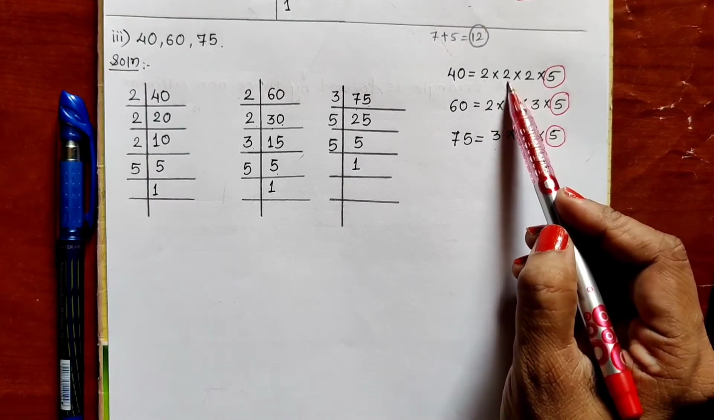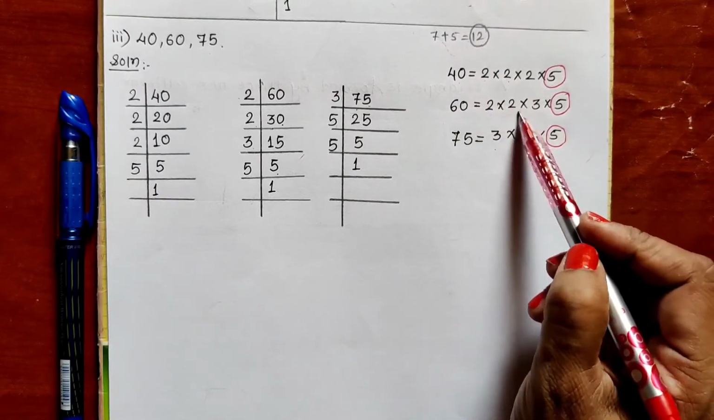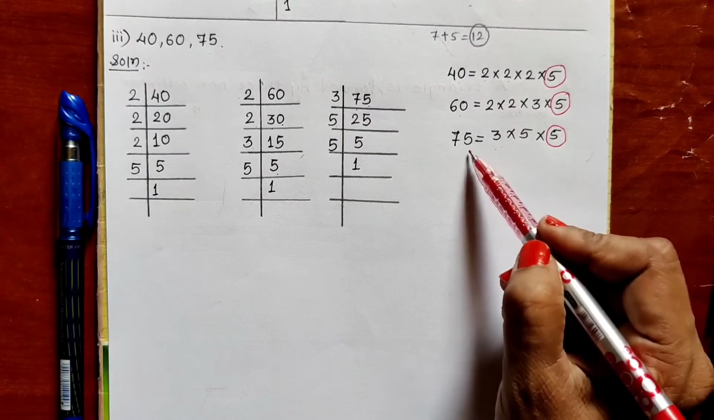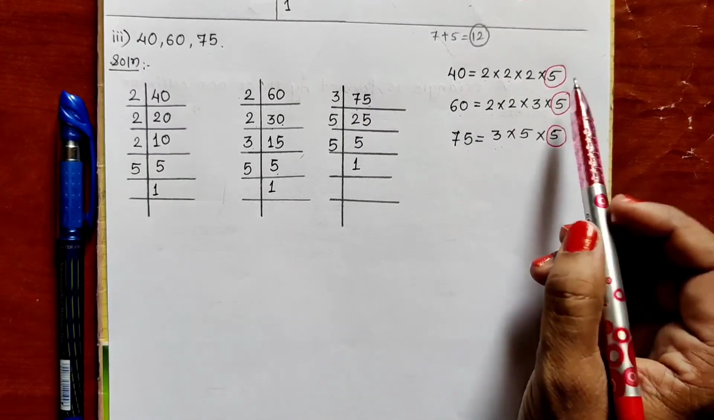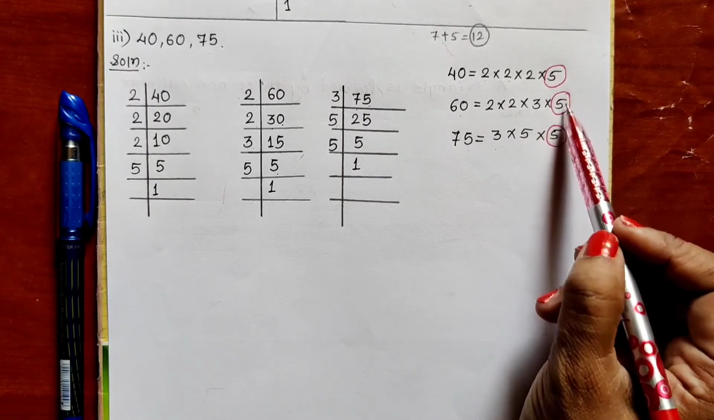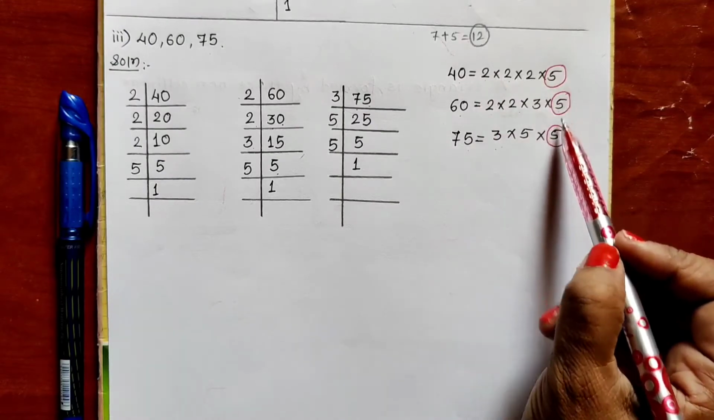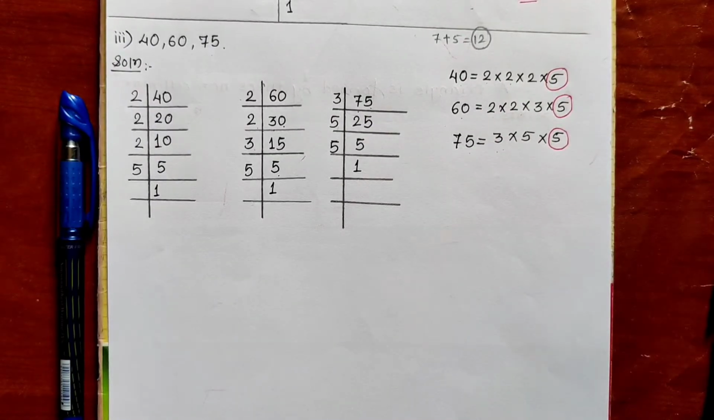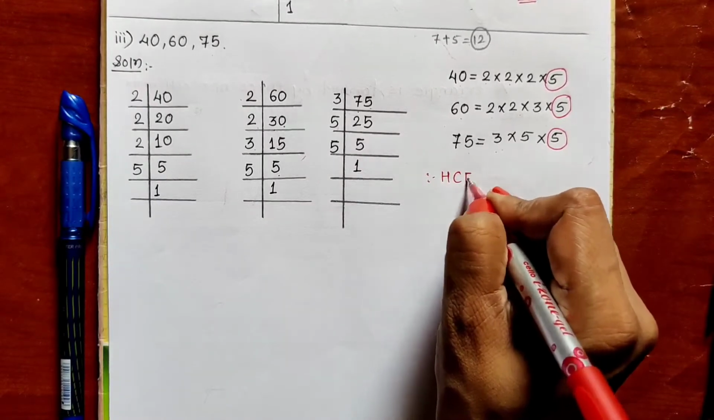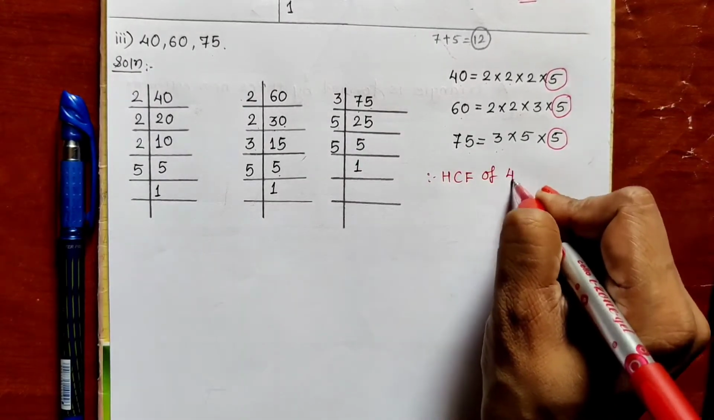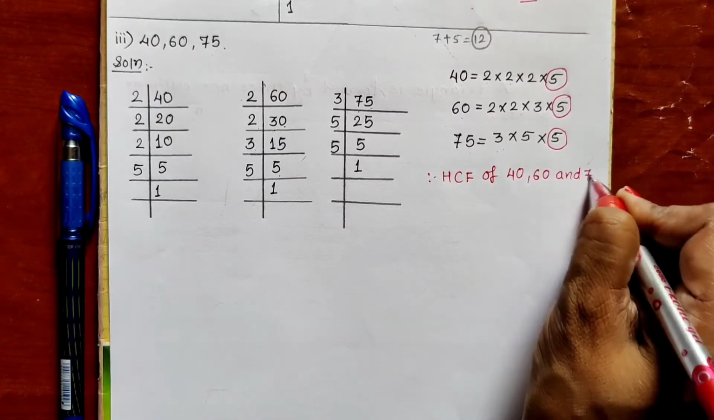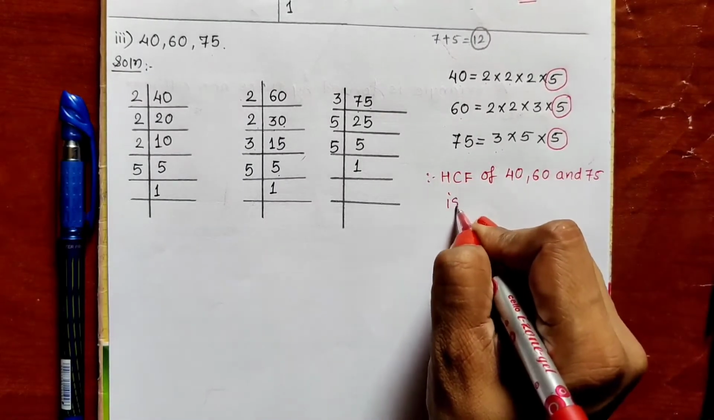This 2 is there in the factors of 40, this 2 is in the factors of 60, but there is no 2 in 75. So in this way we cannot see any other common factor except 5 in all these three numbers, and therefore the GCF of 40, 60 and 75 is 5.